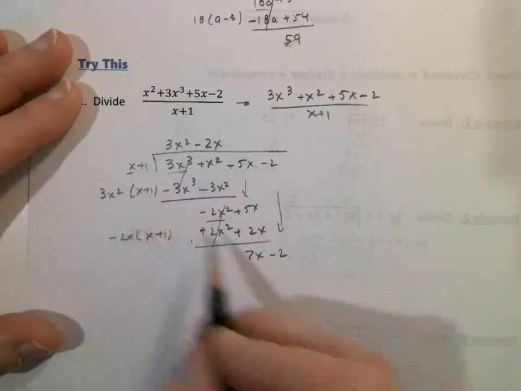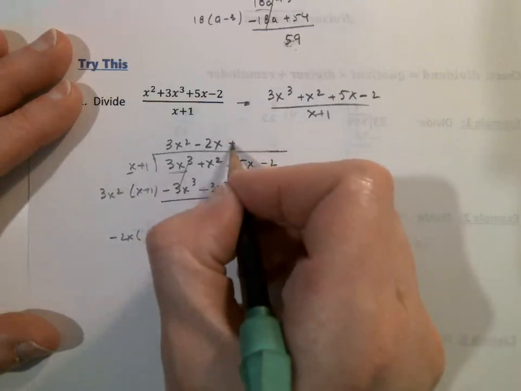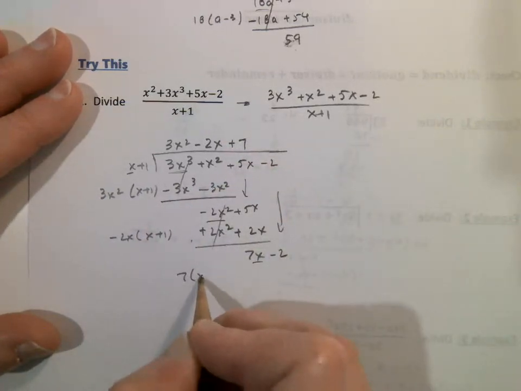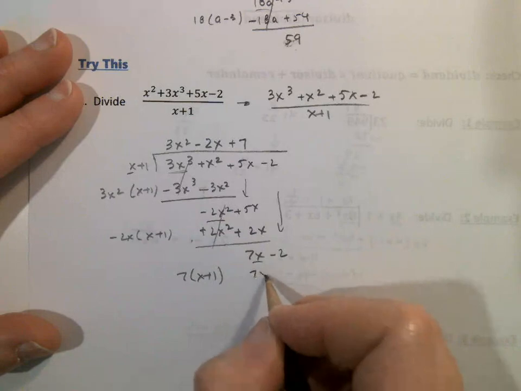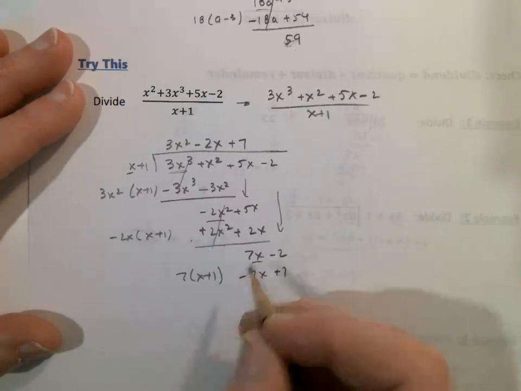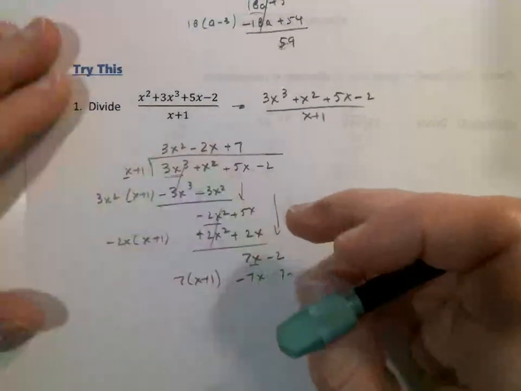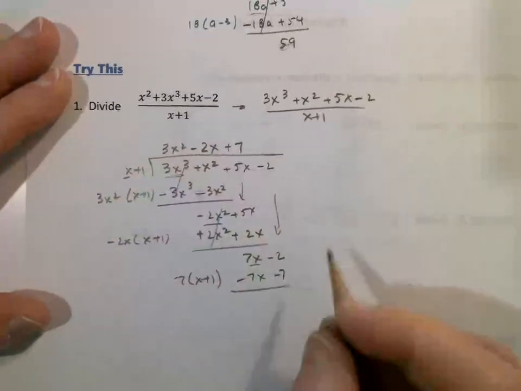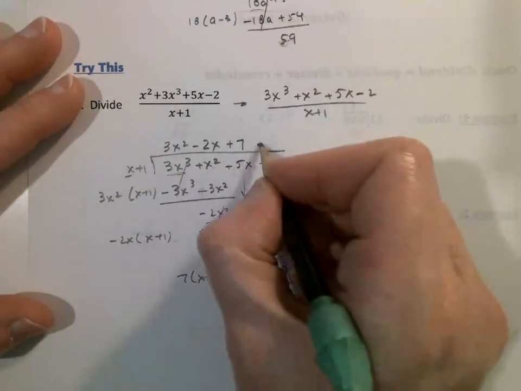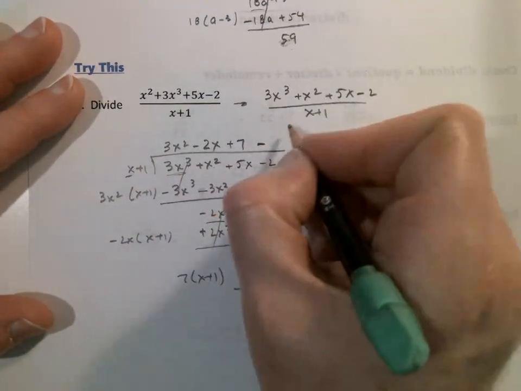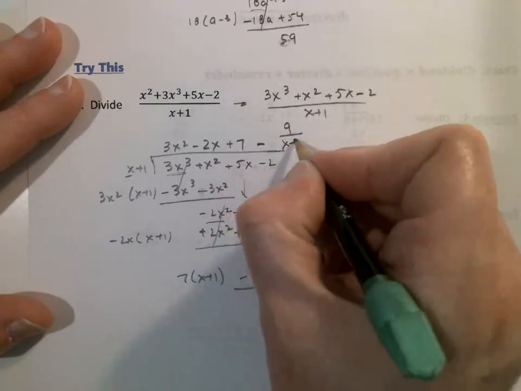And then I say, well, I would have to multiply x times 7. So 7 times x plus 1 gives me 7x plus 7. I change my signs because I'm subtracting. And it gives me negative 9. So this would be minus. The minus goes out front, 9 over x plus 1.